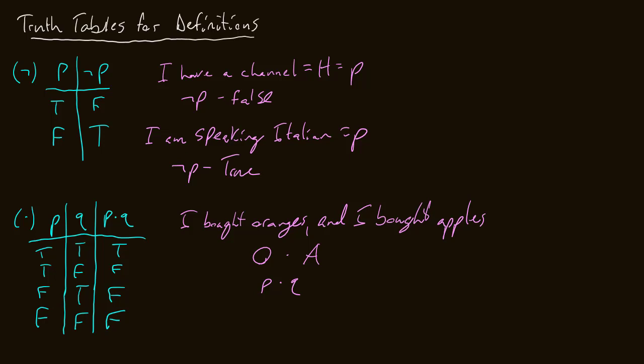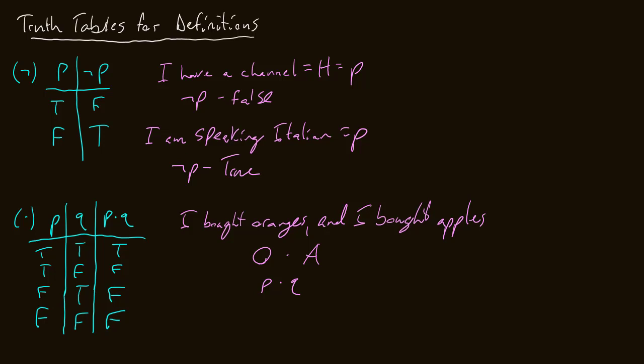Now, let's say I bought oranges, but I didn't buy apples. Then you would obviously say that my original statement, I bought oranges and apples, is false because I did not buy apples. And the same would be true if I bought apples, but I didn't buy oranges. You'd be like, no, your original claim is false. And of course, if I claim that I bought oranges and I bought apples, but I didn't buy either of those, then you are obviously going to call me a liar and say that the expression, I bought oranges and I bought apples, is false because I bought neither.